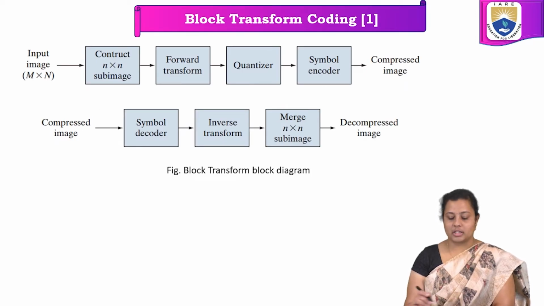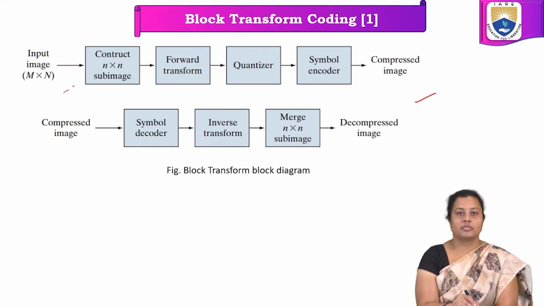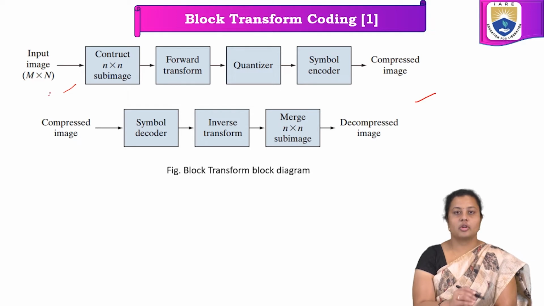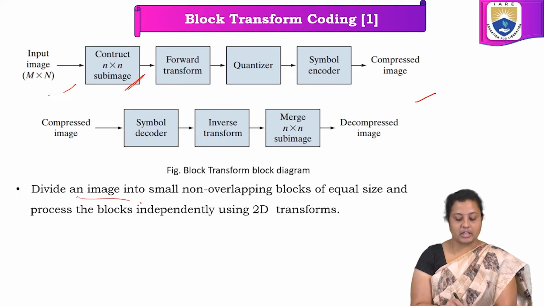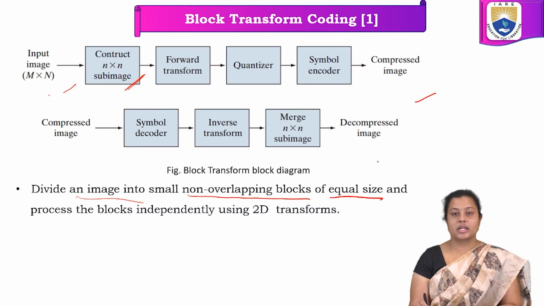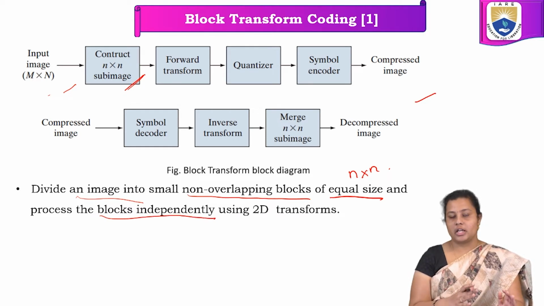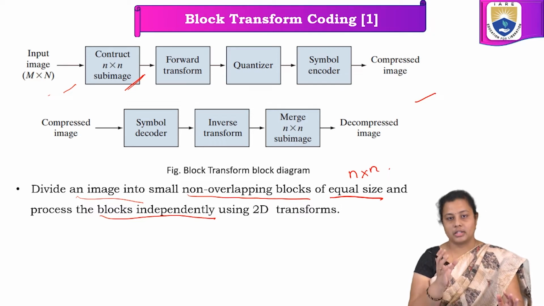So the block transform is represented by this block diagram. We have an input image of size m cross n. From this, we will construct n cross n sub-images. So basically we divide an image into small, non-overlapping blocks of equal size, small n cross n, and we process the blocks independently. Each sub-block is considered as a single unit, a single image, which we go for processing.